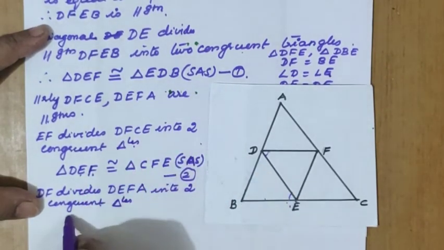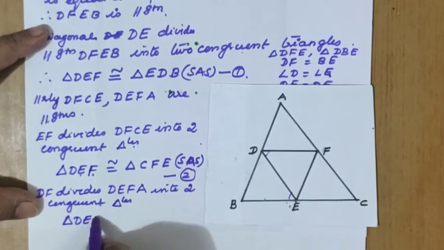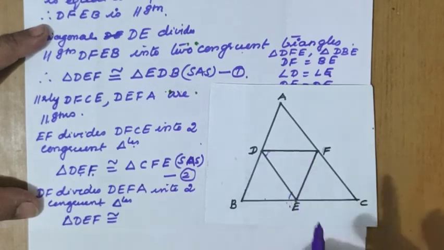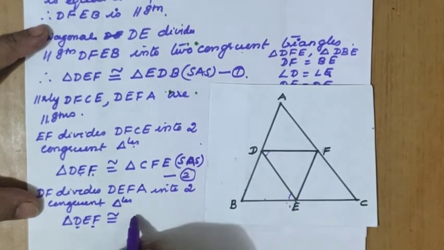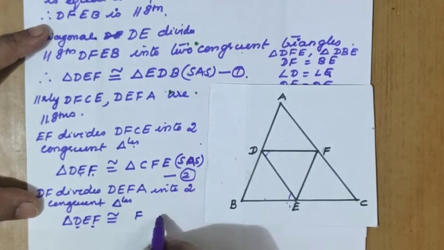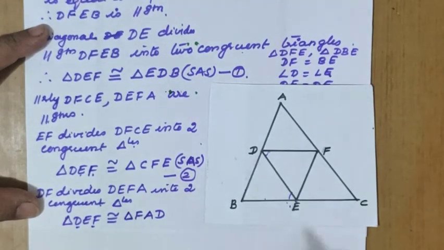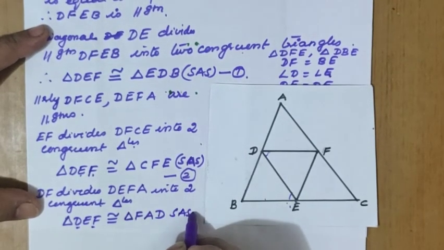Okay, so again I'll write the order DEF only. It is congruent to, which is the diagonal, you tell me now. DF is the diagonal, that means D and F. So in place of D it will be F, in place of F it will be D. Now which is the new letter for you? FA. So we'll write here triangle FAD SAS criteria.